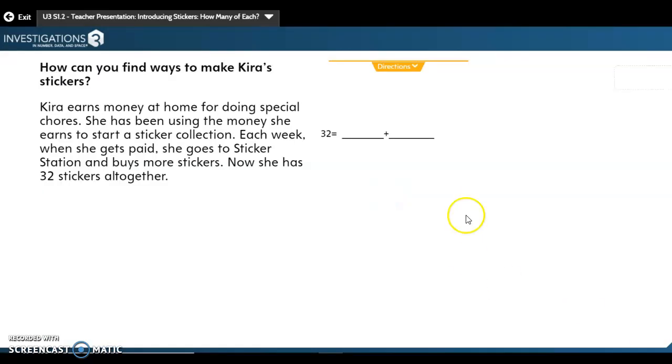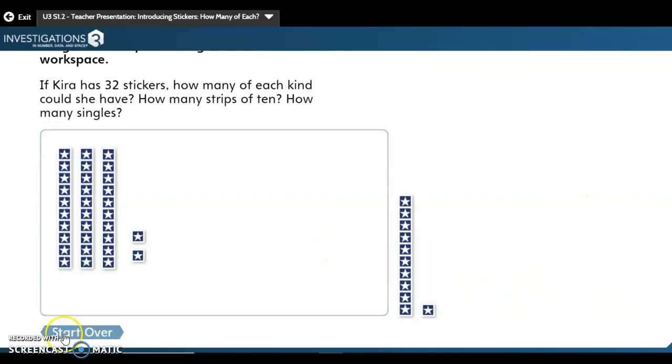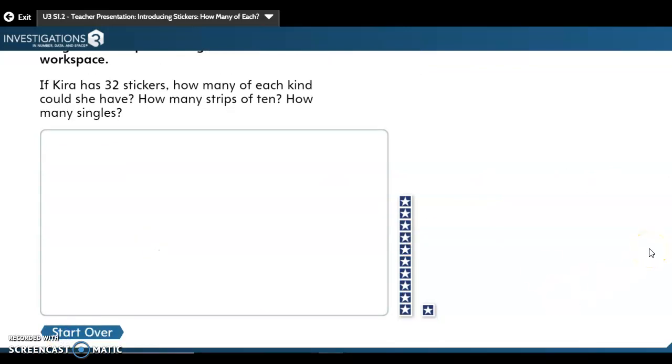32 equals 30 plus 2. So 30 plus 2 equals 32, or 32 is the same as 30 plus 2. But let's see if we can think of another way to solve this problem.